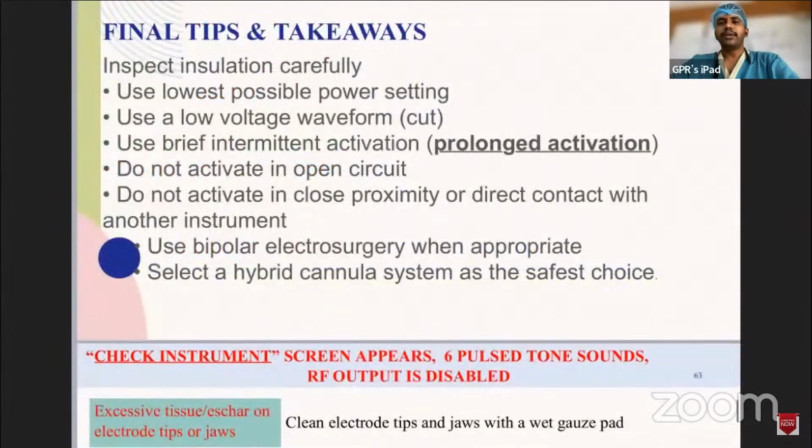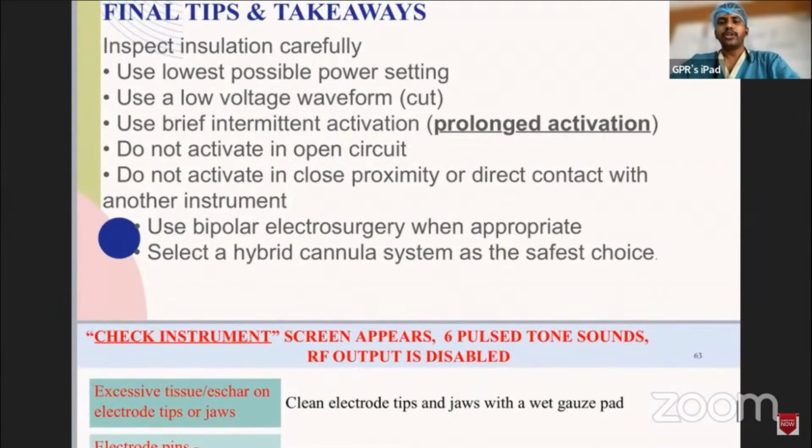And finally, the takeaway is: please inspect the insulation carefully and always use low setting current and a low voltage waveform. We should not activate the probe when it is not needed. Whenever needed, we use brief intermittent activation rather than prolonged activation. While using a hook, we hook the tissue, look at the tissue, and then hook the tissue. This formula we always follow.